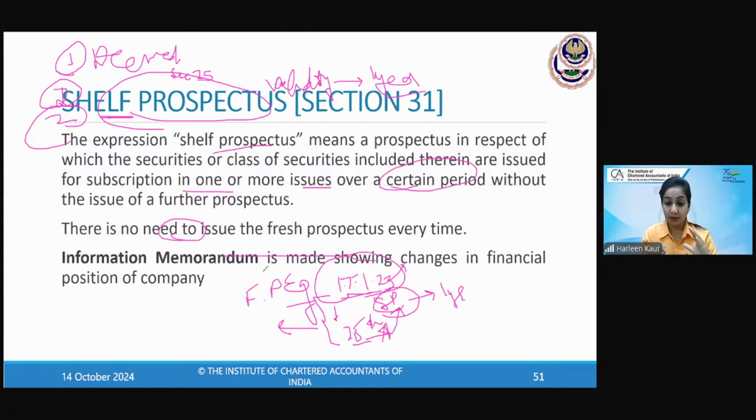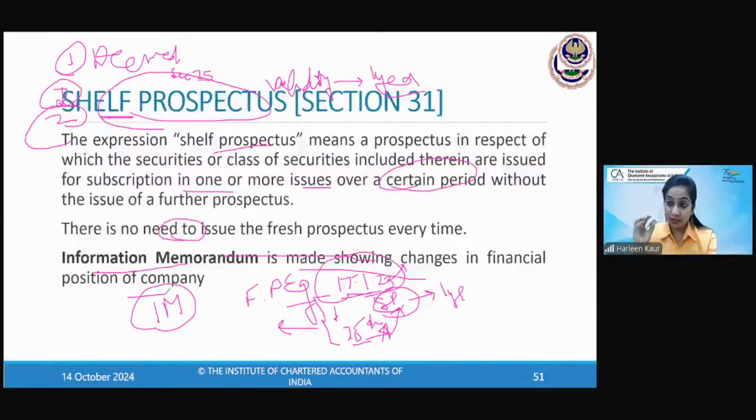Now, ma'am, you just now told us shelf prospectus will be coming for the first time only and it is valid for 1 year. Now, how am I going to tell the members, the public, about my changes in the financial position? So, I will be issuing another document, that is IM, Information Memorandum, which will show up the changes in the financial position of my company.